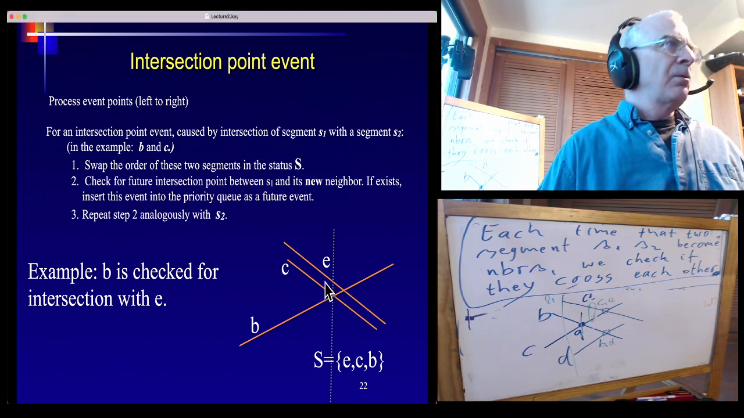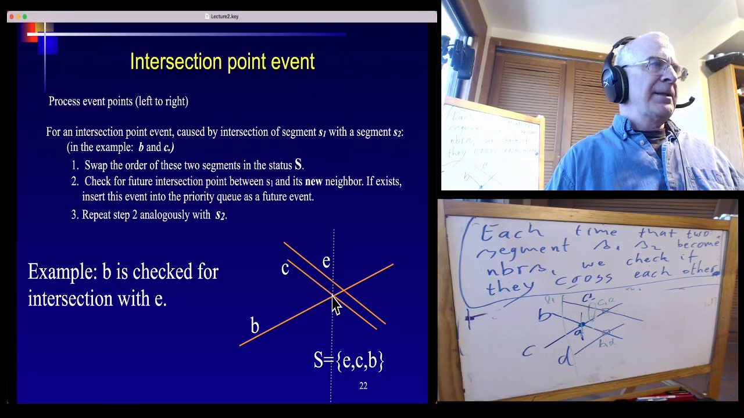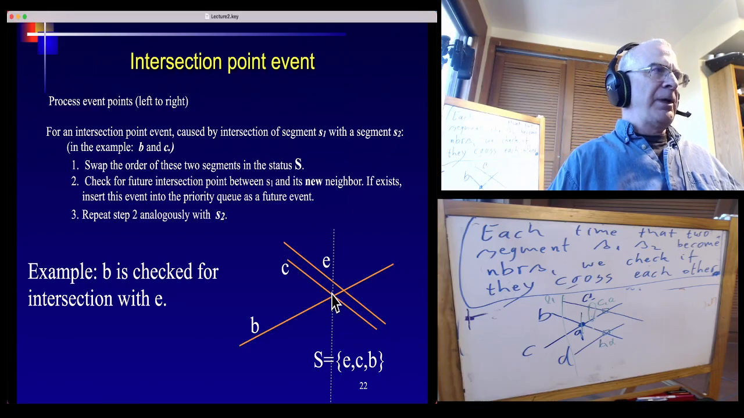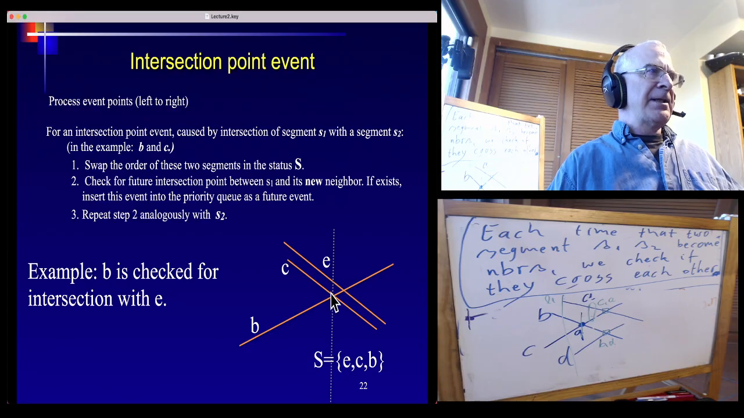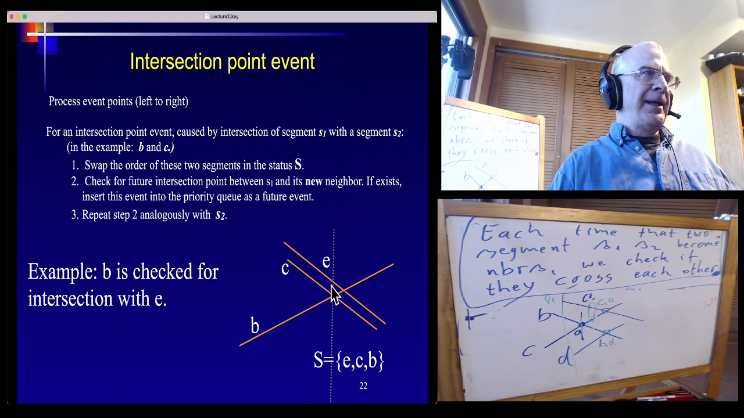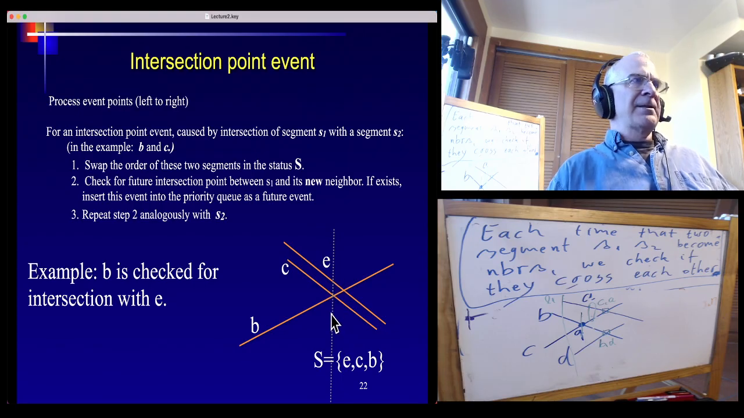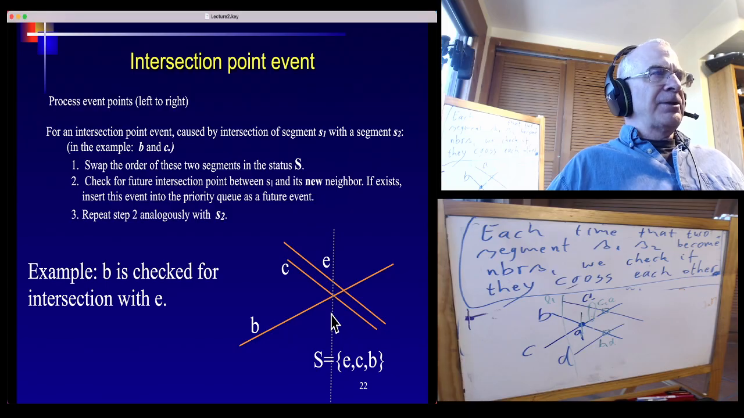Okay, so when I hit an intersection point, don't be confused, the intersection point is between C and B, but at this moment I figure out that B is becoming a neighbor of E. How? Because I'm just checking who is the segment immediately above the intersection point, and similarly the segment, if it exists, immediately below the intersection point.